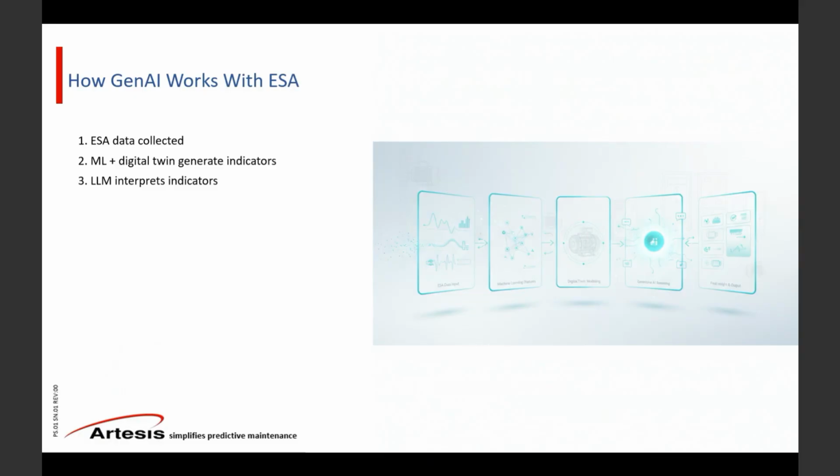So once again, we're absolutely not replacing any previous layers that we're using, which is machine learning and digital twin. We are relying on those layers to create easier to understand, more plain language results and reports, which are readable, repeatable, and scalable across the whole fleet.